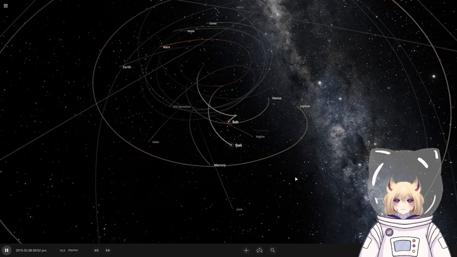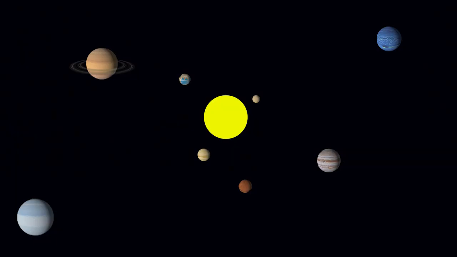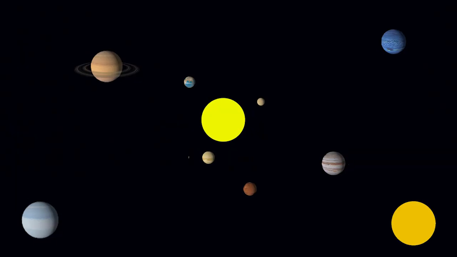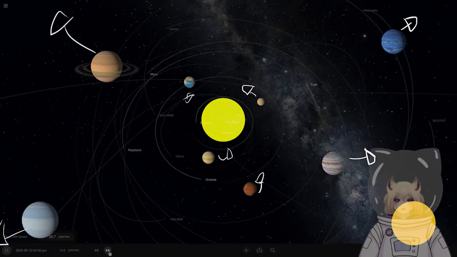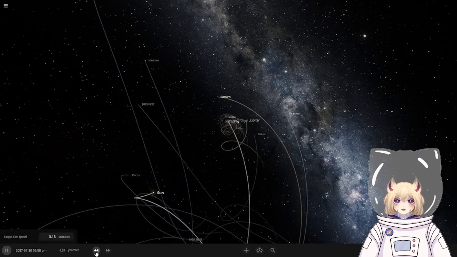Finally, I will place the new Sun past Neptune. This time, I think the inner planets will be fine as the outer planets will get slingshotted into space again. At this distance, the pull of the new Sun drastically affects the solar system.